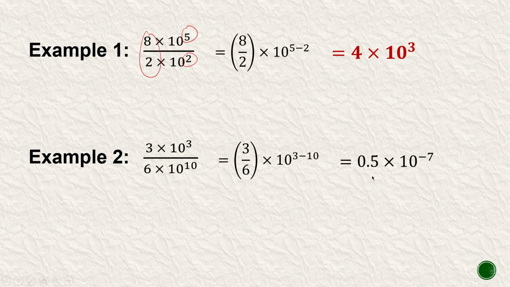And again, we need to finalize the answer. We need to do something here with 0.5. The number there should be from 1 to 9. So this is less than 1. It's 0.5. We need to move the decimal point to the right side one time. Once we do that, we will subtract 1 from the exponent. So the final answer should be 5 times 10 raised to negative 8.